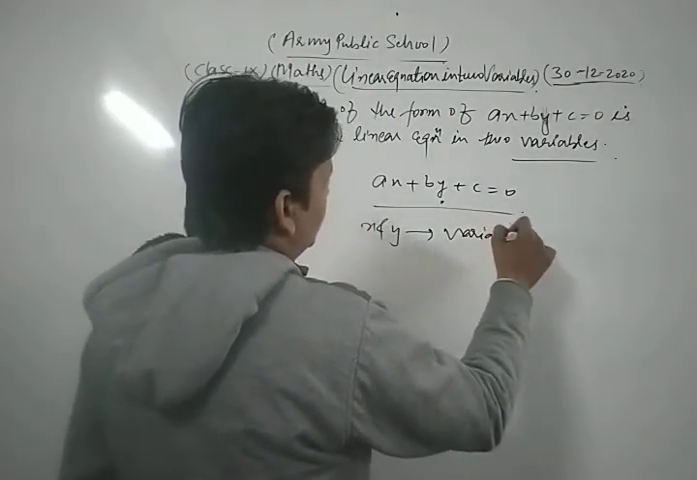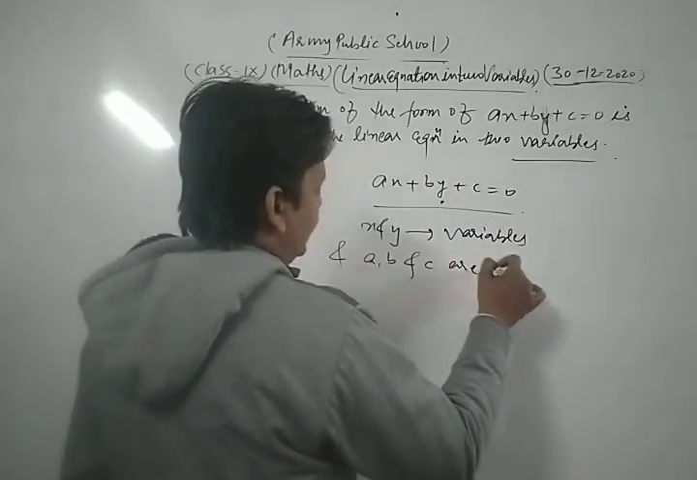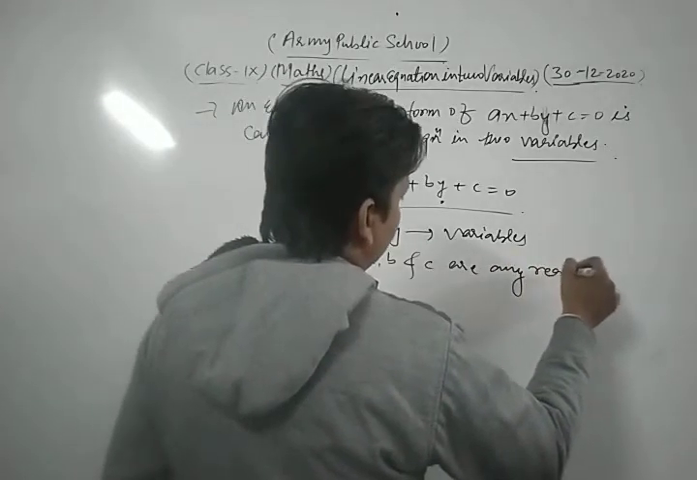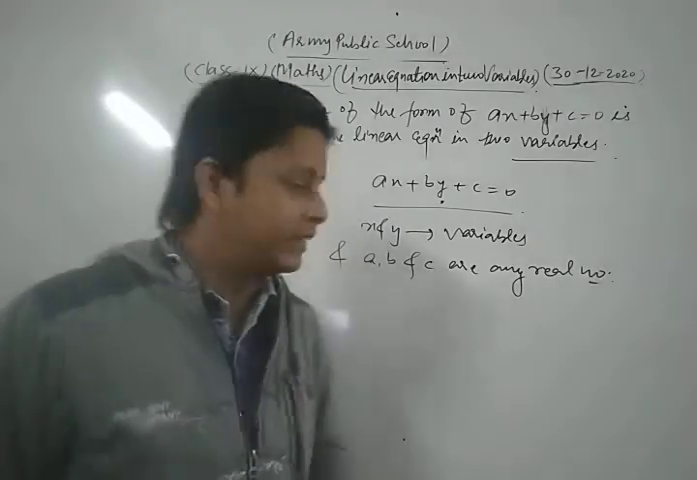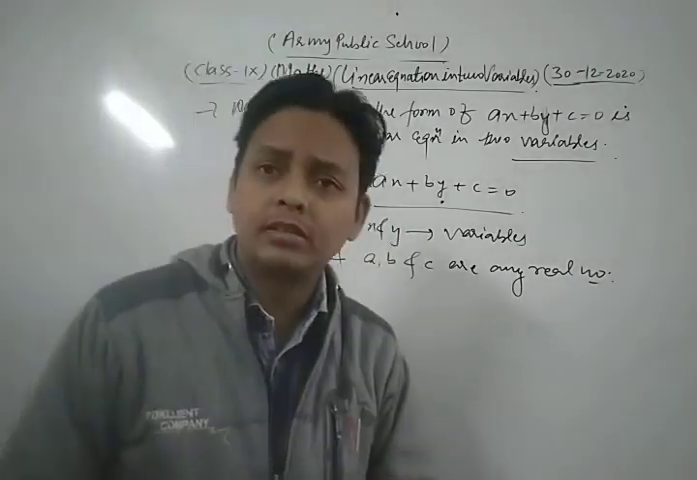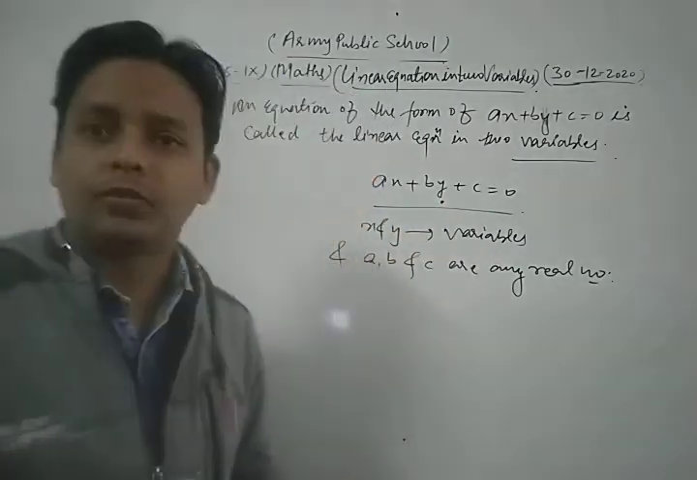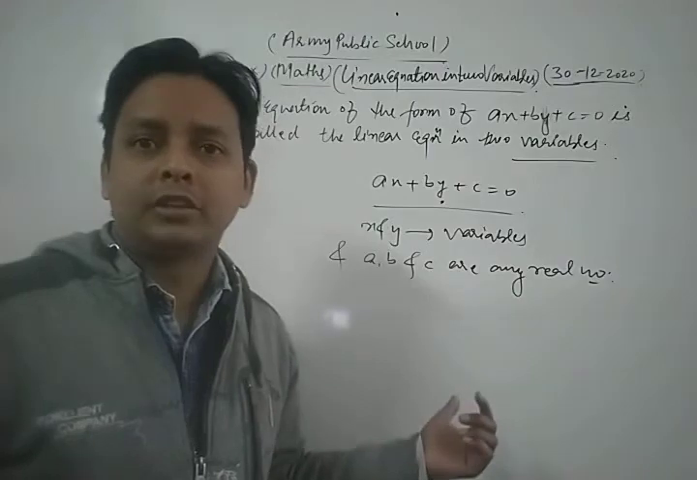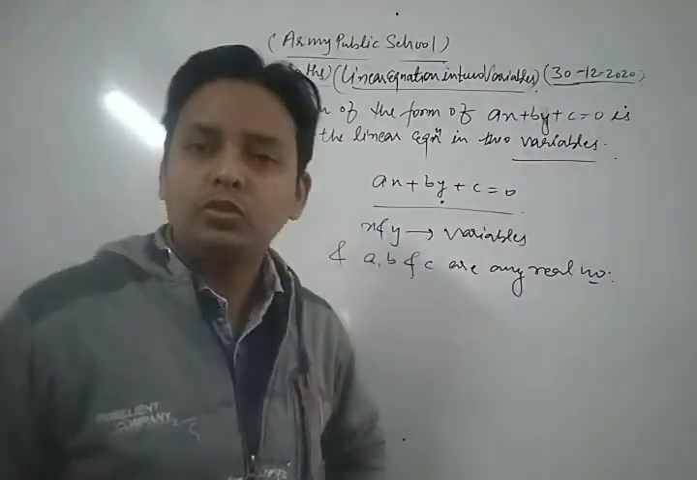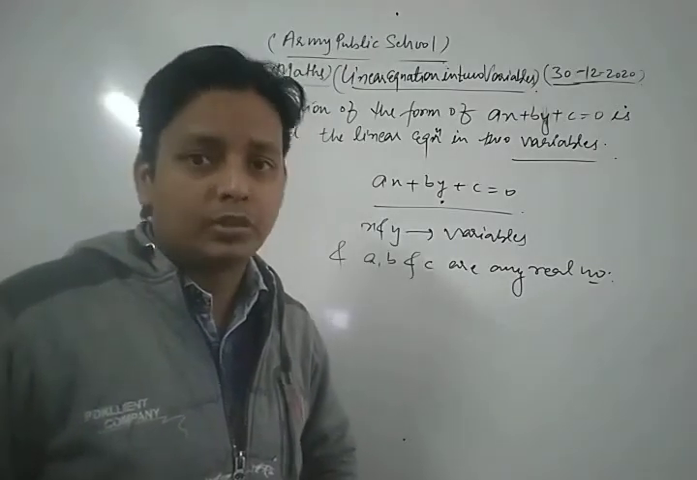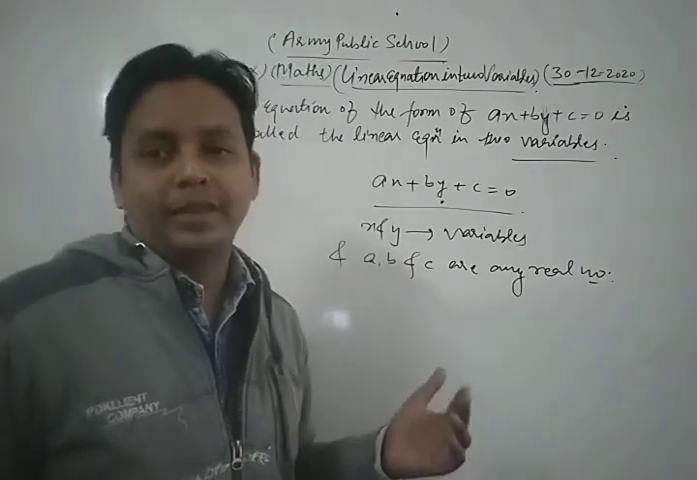And here a, b and c are any real numbers. Basically, dear friends, here a is what? A is the coefficient of x, b is the coefficient of y, and c is the constant term. So this is the concept of linear equations in two variables. Dear friends, in this way we clear the concept of linear equations in two variables.